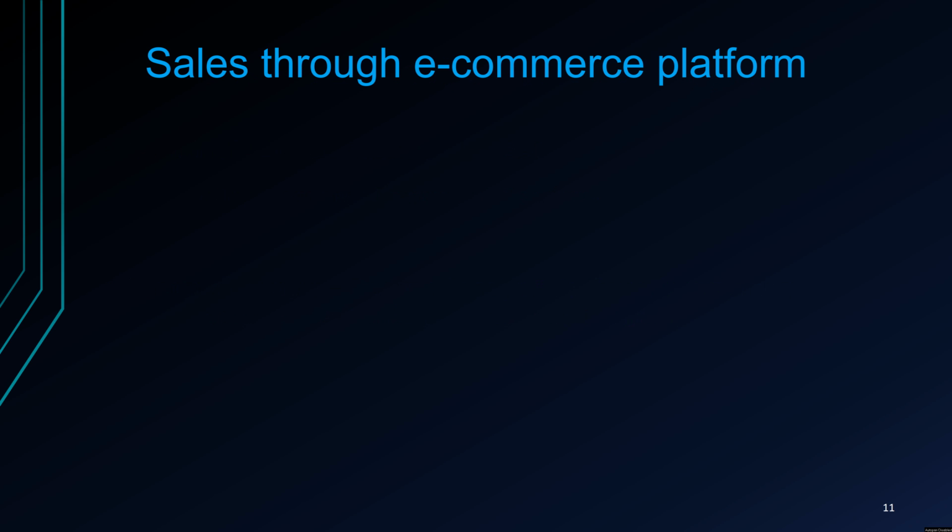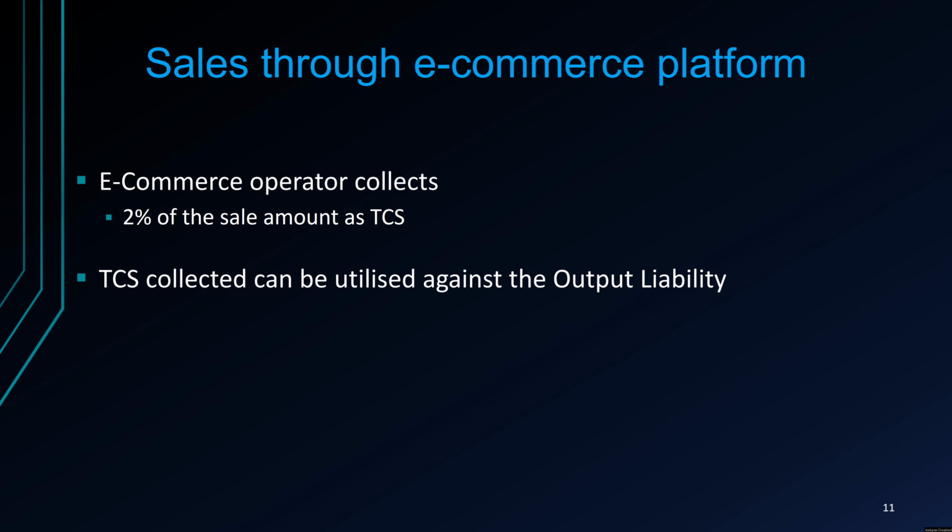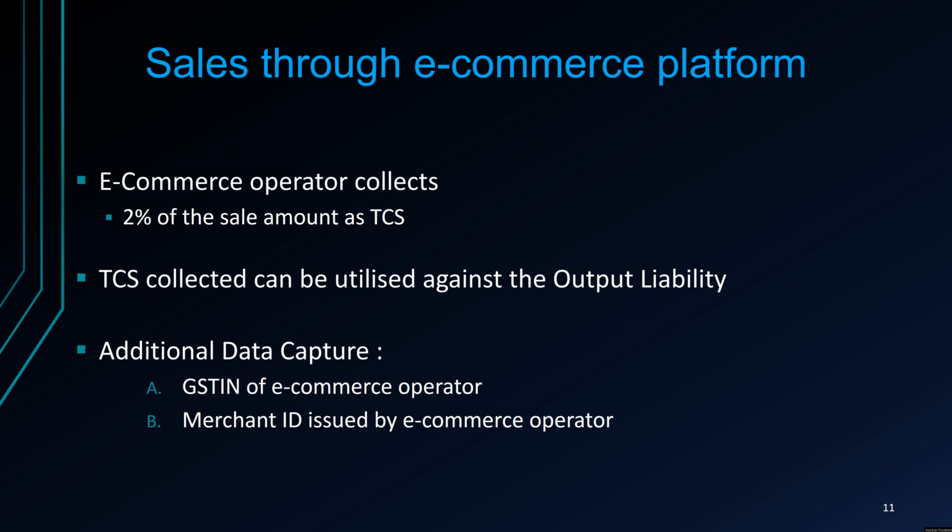Now whenever the sales are happening through an e-commerce portal, the e-commerce operator will deduct 2% of the tax and pay it to the government. This is called TCS. Such TCS is available for you to utilize against the output tax liability. So the data you would have to capture for transactions happening through an e-commerce portal is the GSTN ID of the e-commerce operator and the merchant ID issued by such e-commerce operator.